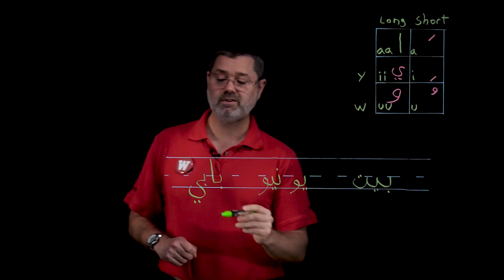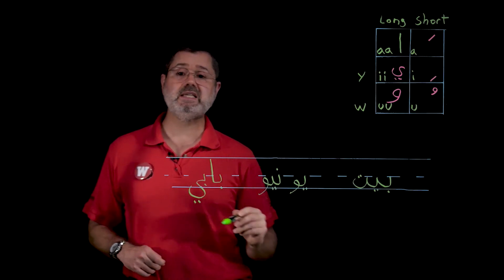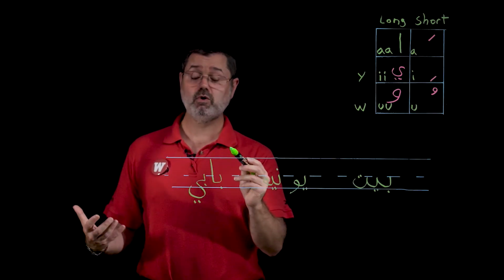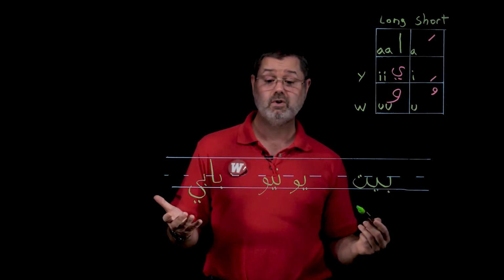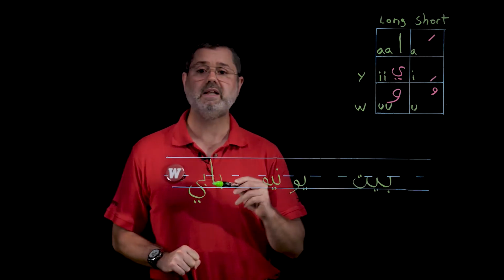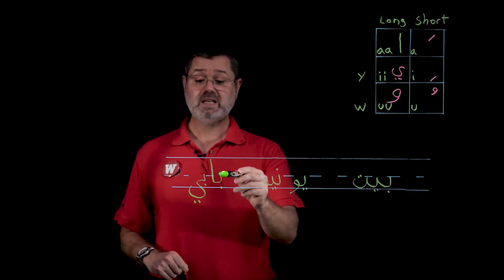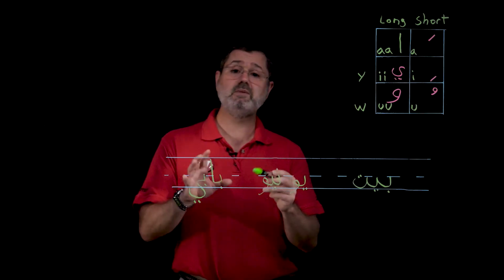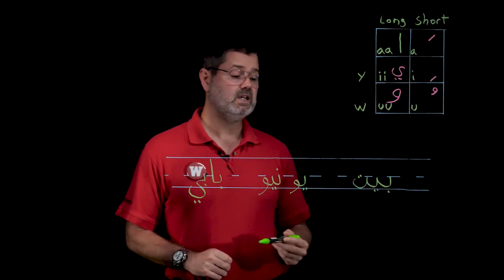And just for your information, putting this E at the end of a word makes it mine. So bab was door, babi, my door. Okay? You don't have to remember that now. We'll learn that later on. But again, it just shows you how we can use these letters, put them together, and make meaning pretty easily.